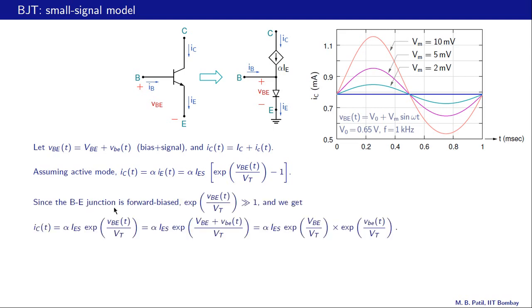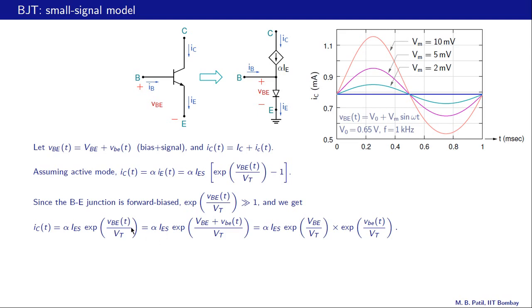Now since the base emitter junction is forward biased, this term will be much larger than this one here, and we can simply ignore that one and get IC of t equal to alpha times IES times exponential VBE divided by Vt. It's the same as that one, except we have not written that one there.